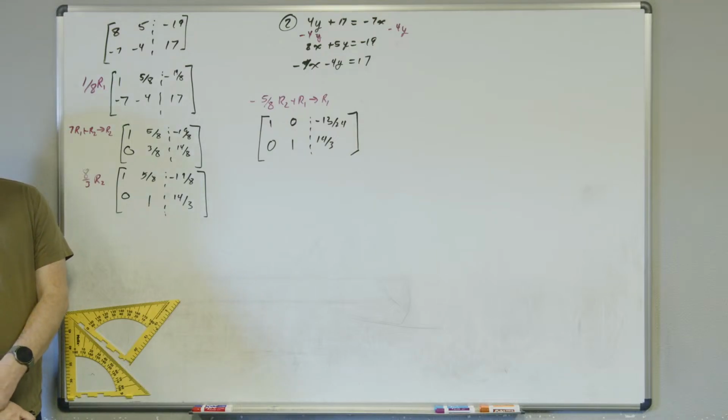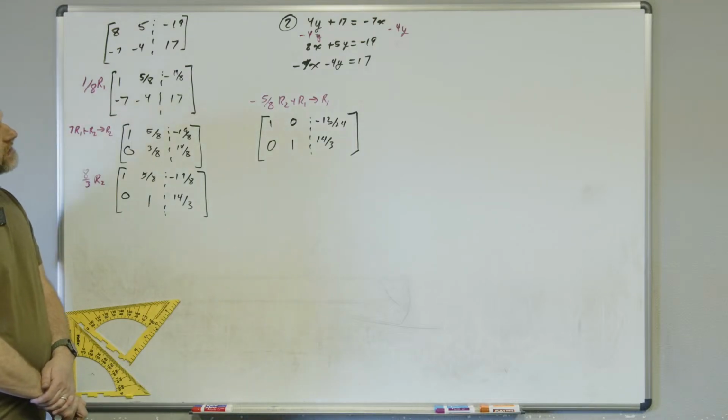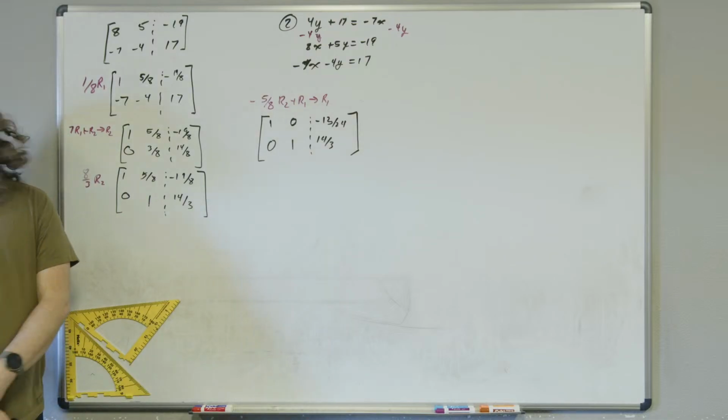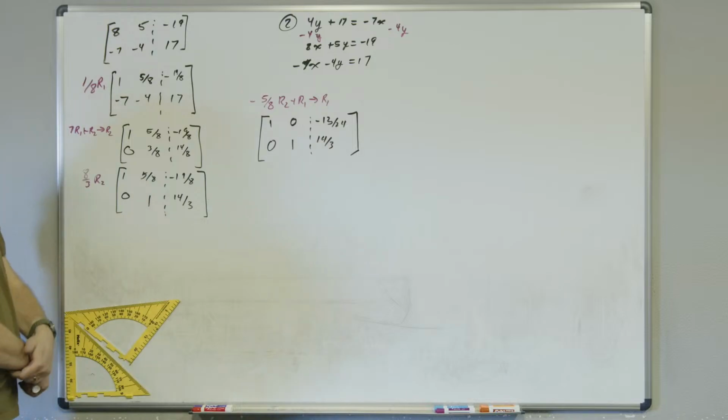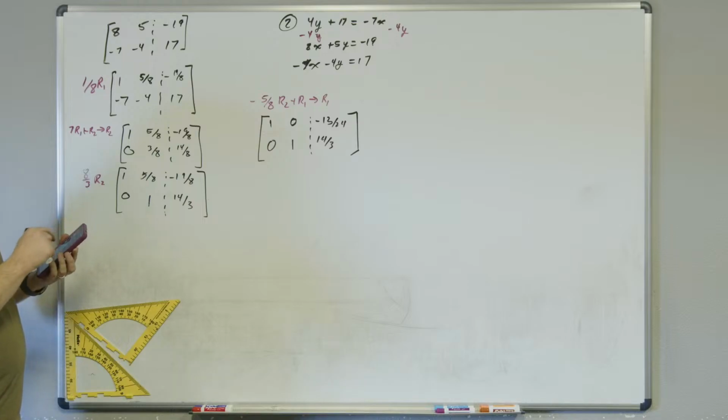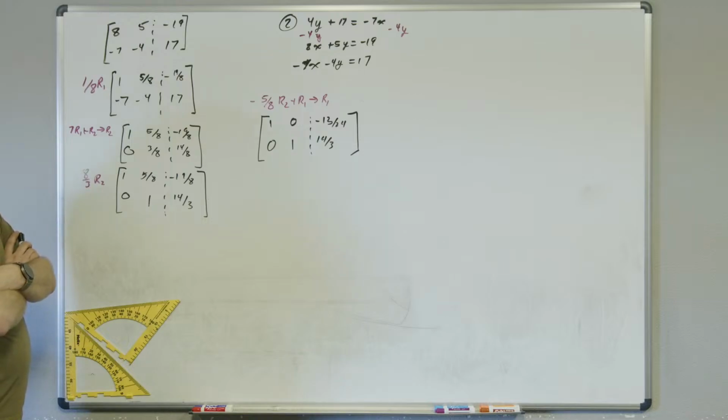14y plus 17 equals negative 7x. 8x plus 5y equals negative 19. Great. We copied everything down right. We subtracted 4y from both sides. And we got negative 7x minus 4y, and the first one's still 8x plus 5y, and that equals positive 17, that equals negative 19.